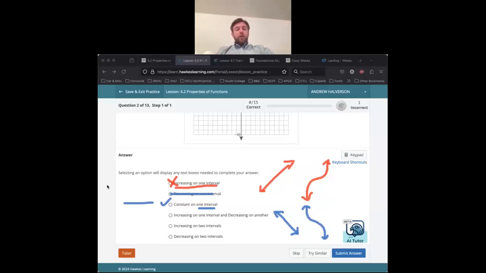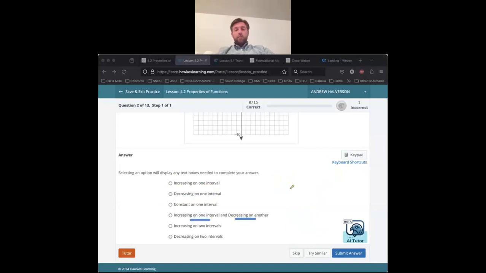Looking at the other ones, increasing on one interval and decreasing on another. That could be this, increasing on one, decreasing on another, or it could be this, something like that, or this, something like that. That's what increasing on one interval and decreasing on another means. What about increasing on two intervals? What would that look like? That's an interesting one.